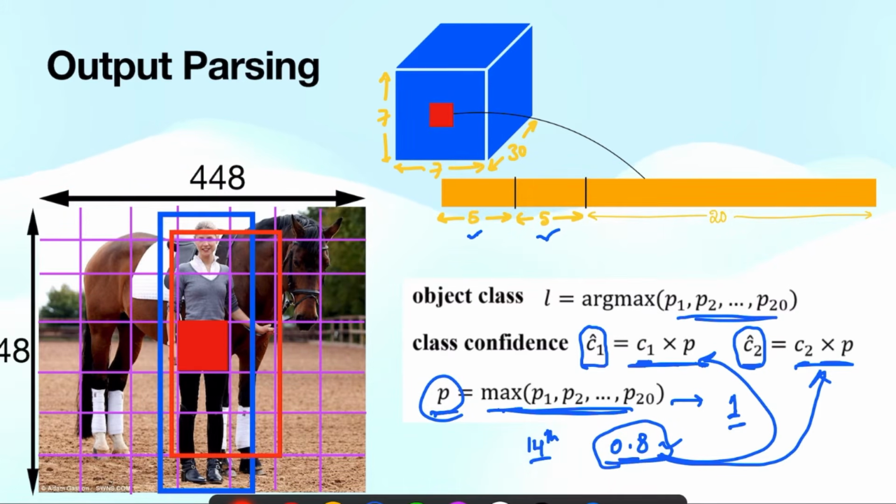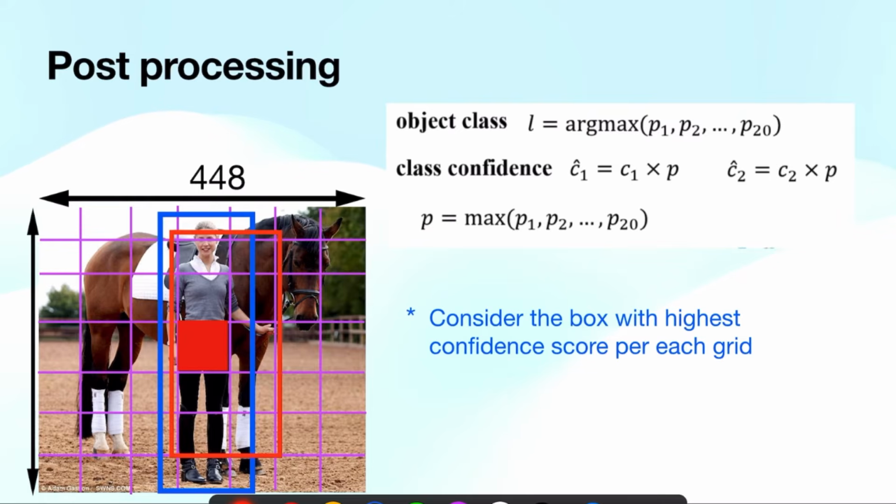Now out of these two boxes, I will only keep the box which is having the highest confidence score. These two boxes are there, but I got the highest confidence for the blue box, right? So I will only keep the blue box. I will discard the red box. So even though the model is predicting two boxes, we are only keeping one box at the end, which is having the highest probability score. Okay, this is what is happening in the post-processing.